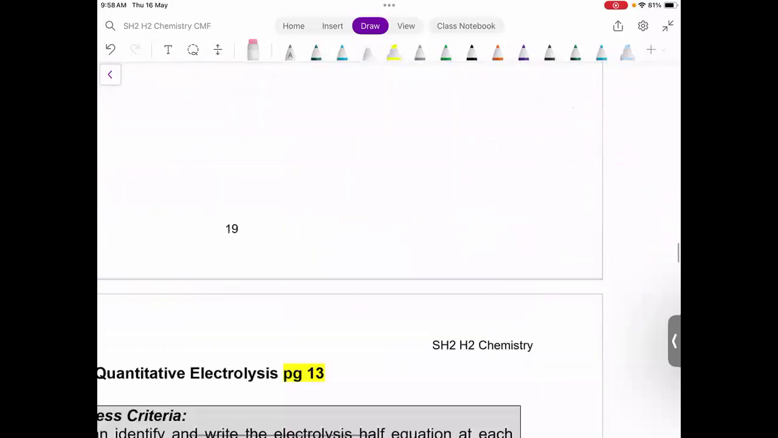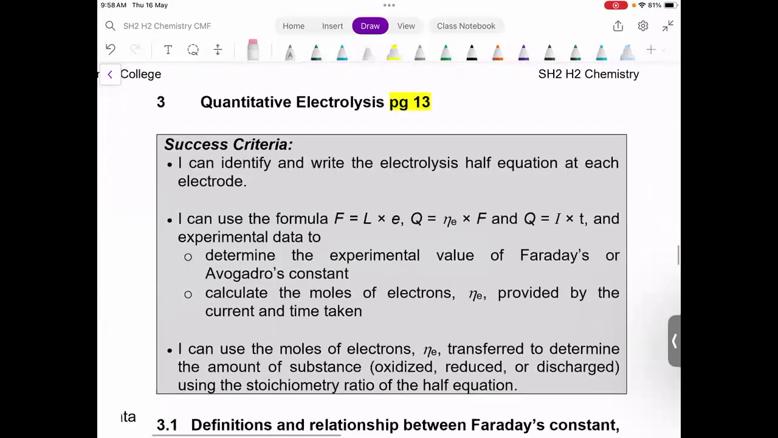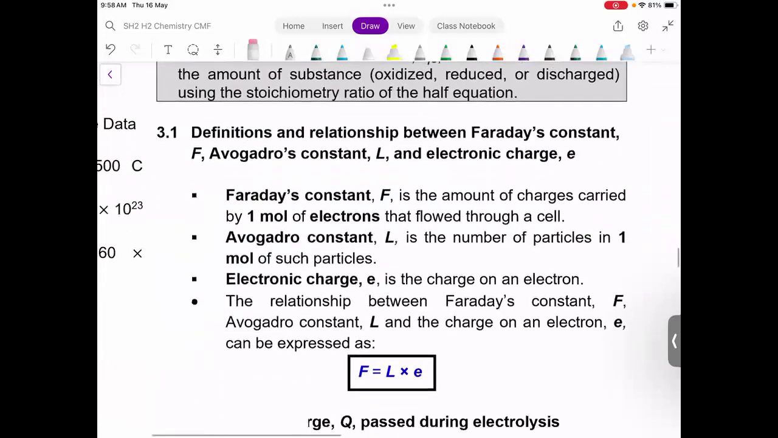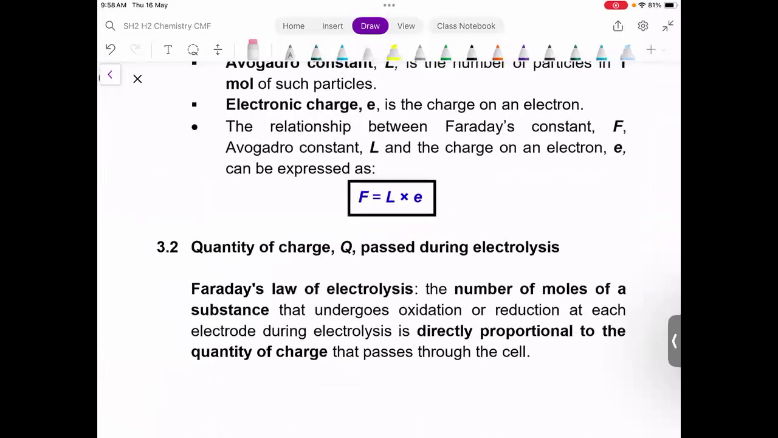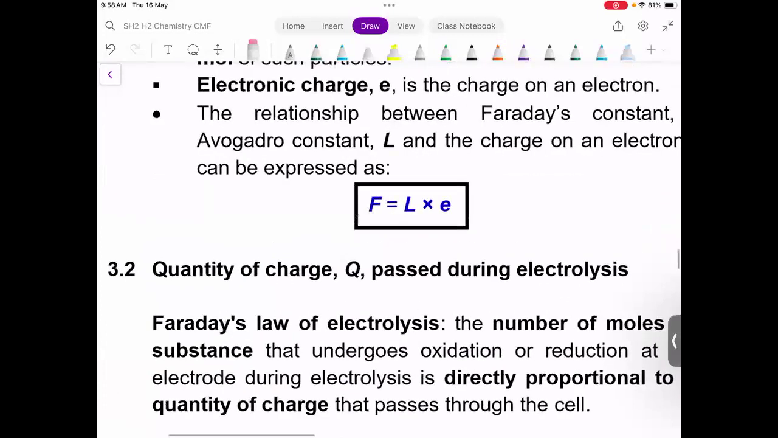Okay, let's move on. For the next part, it is more of the calculation. Basically there are a few equations that you need to learn. Number one is your Faraday's constant. For those who are taking physics, I think you have learned this term before, Faraday's constant, right? You can find this value from your data booklet.